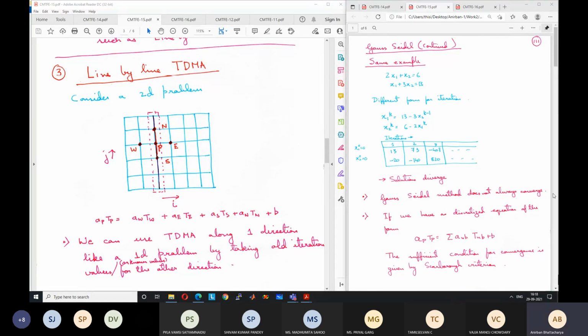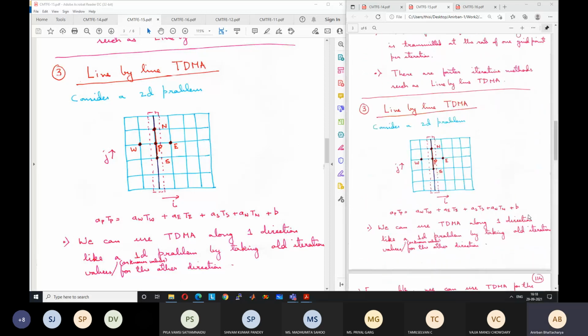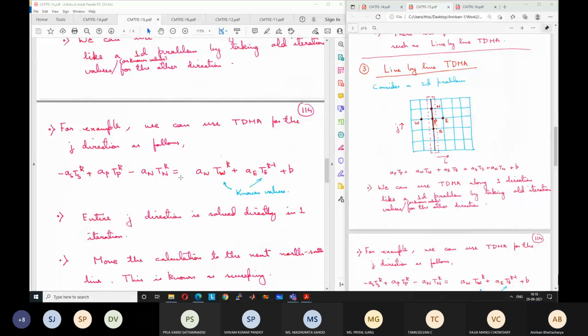So again, whatever I have said is just expressed in mathematical form. Minus AS TS for the kth iteration, the same equation I've taken to the other point, plus AP TP for the kth iteration minus AN TN for the kth iteration. Kth iteration values are unknown. Is equal to AW TW kth iteration, because it is already known, because we have already solved for this line for the kth iteration. We are going from left to right.